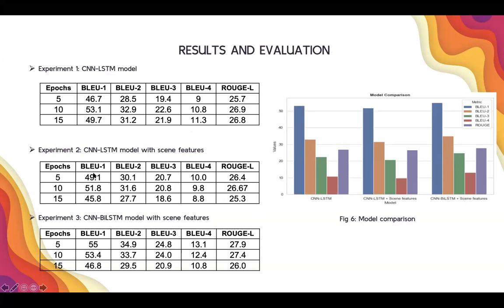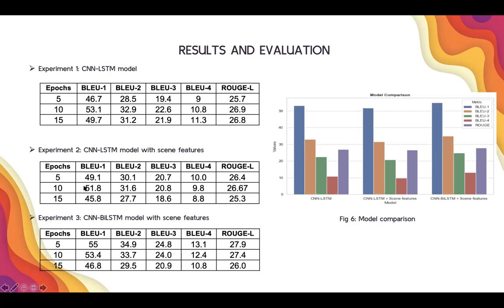For the second experiment, we see that though the model peaks at 10 epochs, it doesn't perform as well as the model from the first experiment, as you can see.